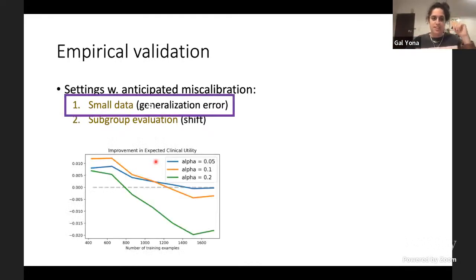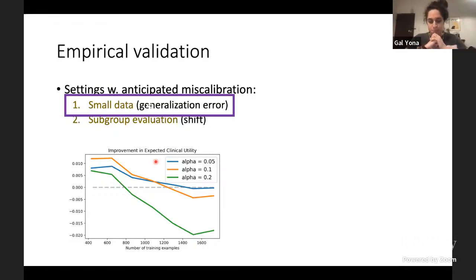Okay, so specifically, just to give you a touch of the results. For the small data, intuitively, what I'm doing here is training a model on a small number of examples, here increasing from 400 all the way to 1600. And I'm looking at the difference in clinical utility from using J star and using my proposed threshold, the regret minimizing threshold J. And here I've plotted J with respect to different values of alpha: 0.05, 0.1, and 0.2.